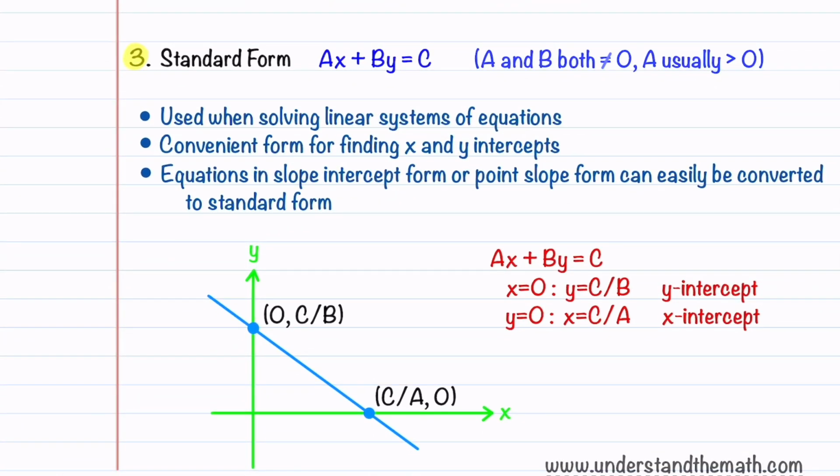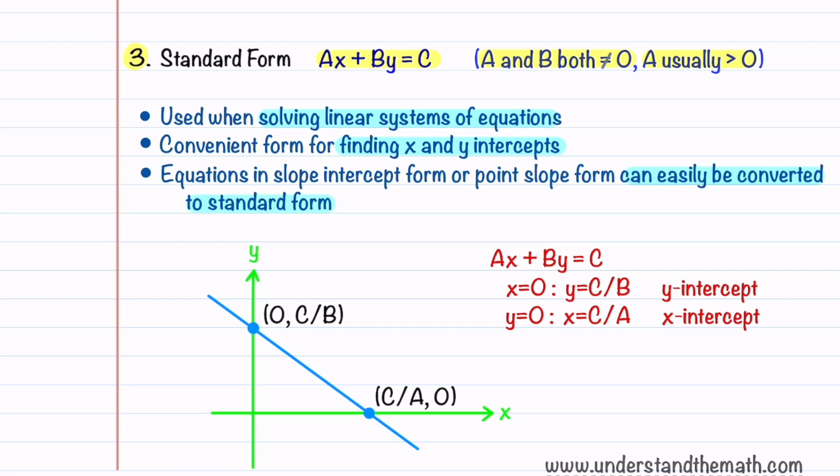The last form that we'll look at is standard form, given by the equation ax plus by is equal to c. It's a requirement in this form for a and b to both not equal 0, and a is usually greater than 0. This form is used for solving linear systems of equations, and it's a convenient form for finding x and y intercepts. Equations in slope-intercept form or point-slope form can be easily converted to standard form.